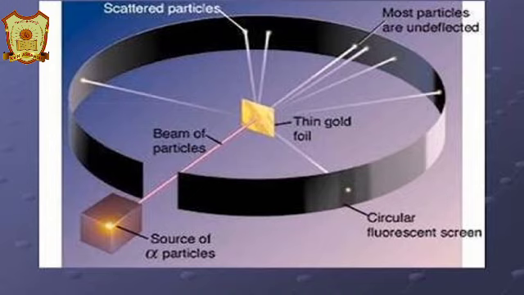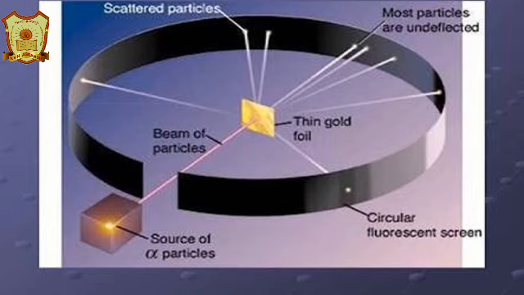This is how a setup of alpha scattering experiment looks. This box is a source of alpha particles. That means whatever alpha particles are being made to fall on the gold foil come from this box. Then we have a thin gold foil in the center, which was made to be struck by the alpha particles.